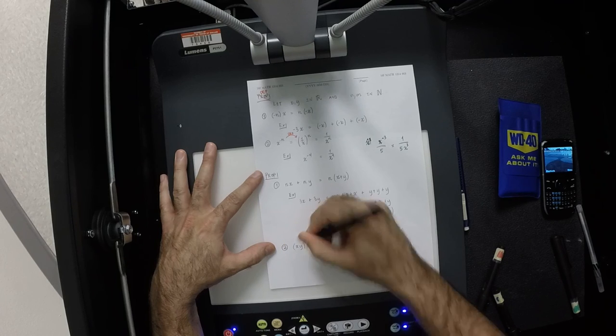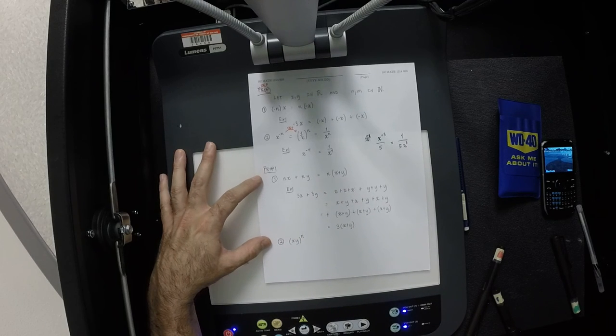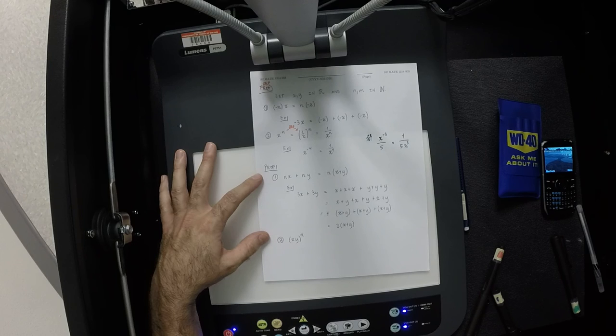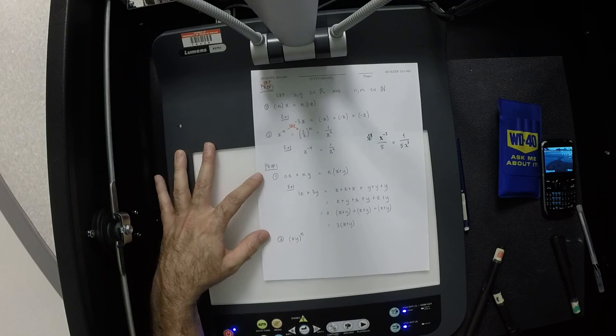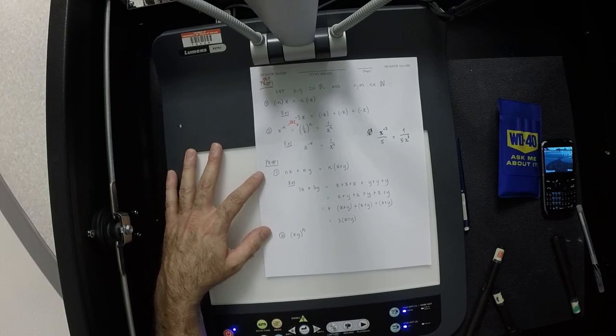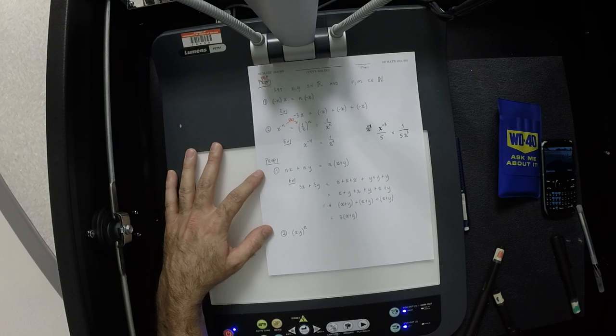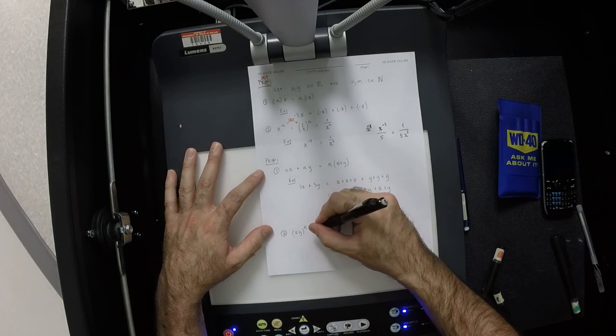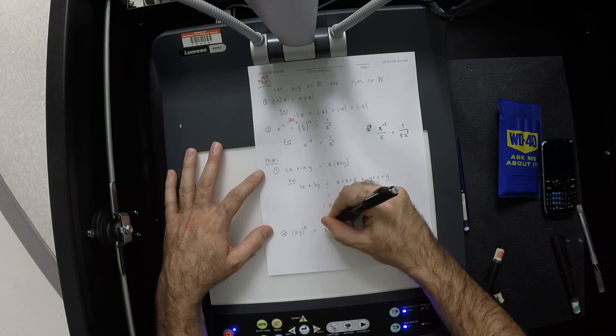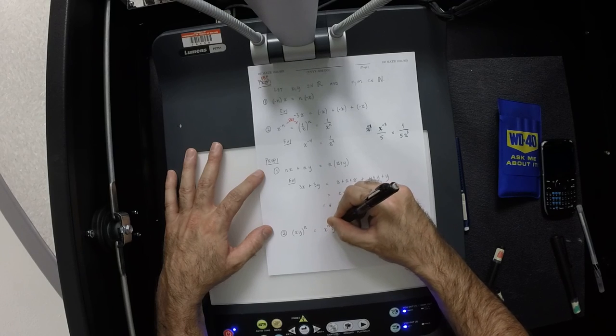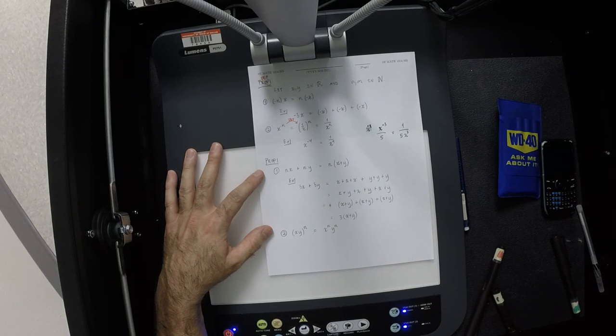X to N. What should this be? I even used this on the first page when we were talking about the square root of 2. X to N, Y to N. Now, why should this be the case?